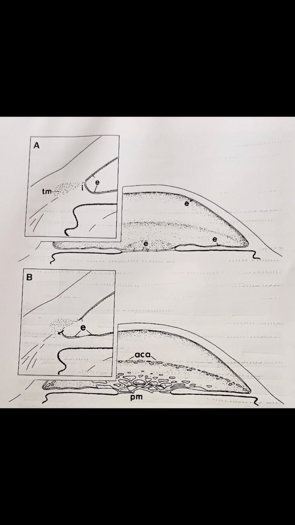Figure A. At 5 months gestation, a continuous layer of endothelium, E, creates a closed cavity of the anterior chamber, according to most studies, and the anterior surface of the iris, I, inserts in front of the primordial trabecular meshwork, TM.